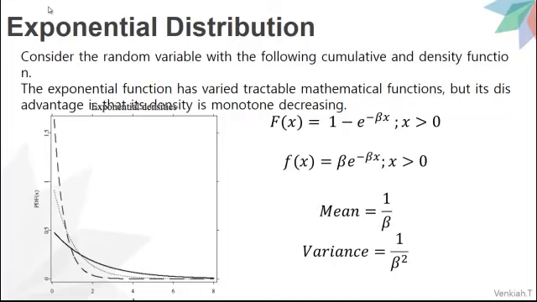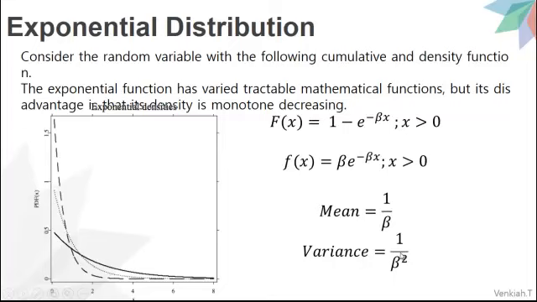So considering the exponential distribution, we consider a random variable with the following cumulative and density function. The exponential function has very tractable mathematical functions, but its disadvantage is that its density is monotone decreasing as shown here. So you can find the probability density function and the cumulative distribution function. The mean is 1 upon beta, and the variance is 1 upon beta square.